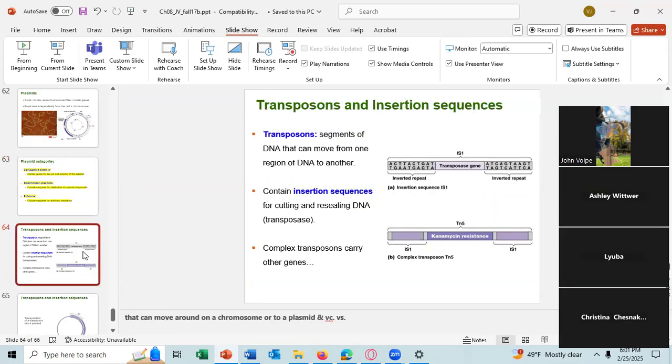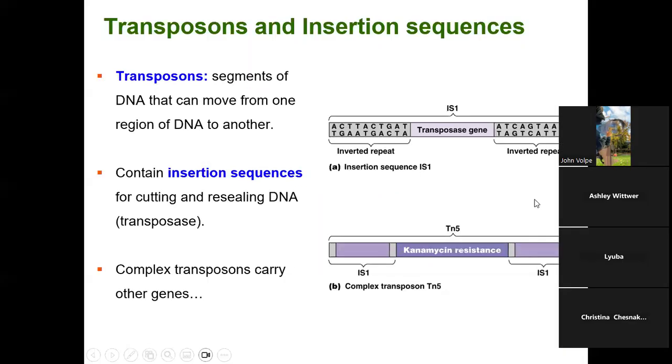All right. A transposon is a separate genetic element that is different from all other genetic elements in that the transposon can move from one region of DNA to another region of DNA. A transposon always has a transposase gene that encodes for the cutting out of the transposon right here. And then it has inverted repeats next to the transposase gene.